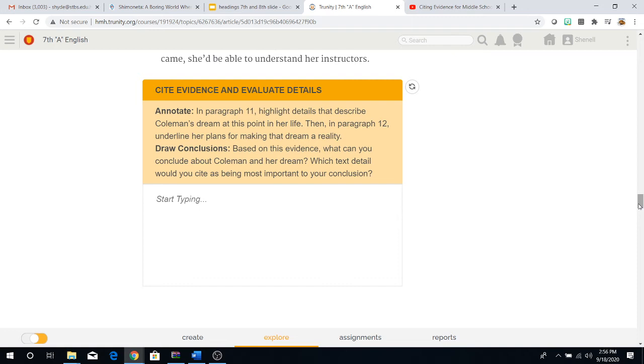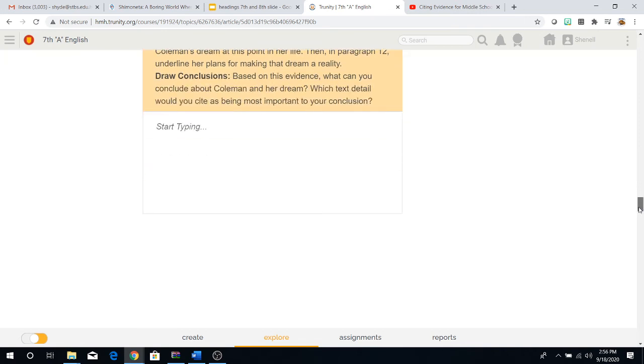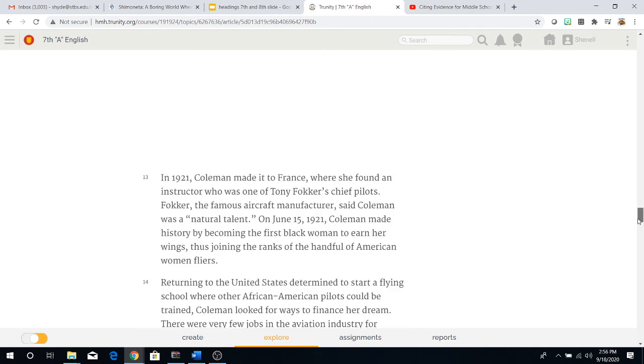Annotate in paragraph 11. You highlight the details that describe Coleman's dream at this point in her life. Then in paragraph 12, you're going to underline her plans for making that dream a reality. Once you've done that, you can draw conclusions. Based on this evidence, what can you conclude about Coleman and her dream? What text detail would you cite as being most important to your conclusion?